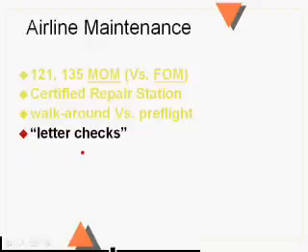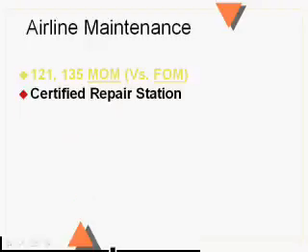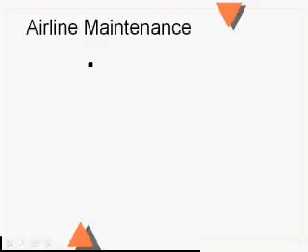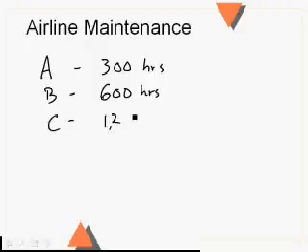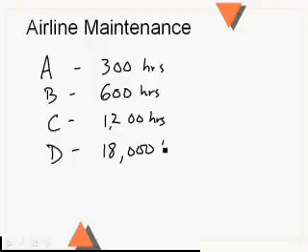Letter checks are part of the continuous airworthiness inspection system. I'm going to make up some numbers here. These aren't real, but let's just say an A check is done every 300 hours. A B check is done every 600 hours. A C check is done every 1200 hours. And then a D check is done every 18,000 hours.